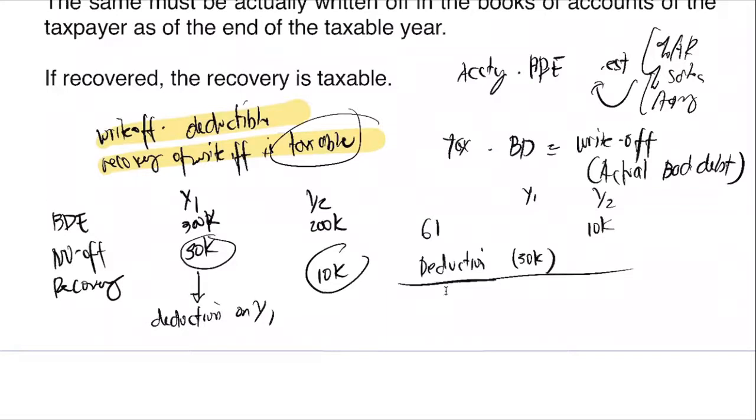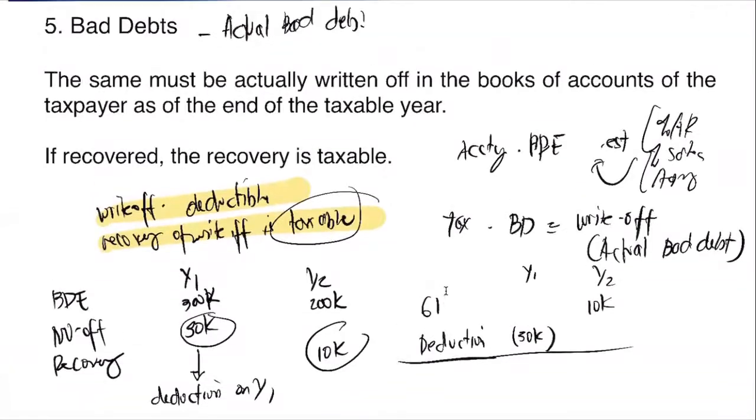Write-off is deductible, recovery is taxable. Okay? But what is the bad debt under your tax basis? Under tax basis, the bad debt is equal to your write-off. Under tax basis, the write-off is your bad debt expense.